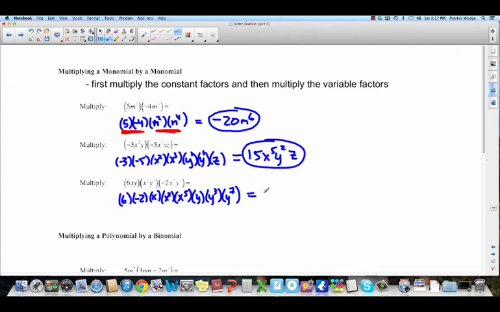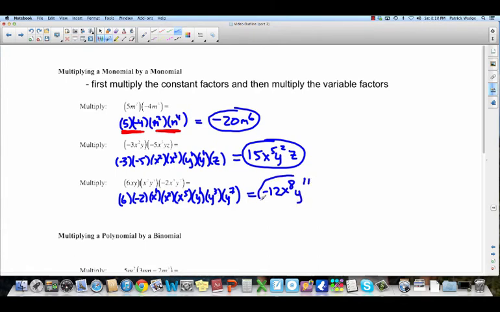6 times negative 2 is negative 12. X times x squared times x to the 5th. You have to add all the exponents. So you're adding this 1 plus 2 plus 5. That's x to the 8th. Y to the 1 times y cubed times y to the 7th. Add all those together, you get y to the 11th.